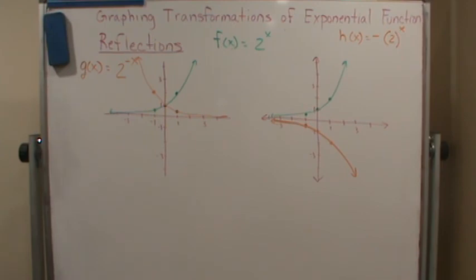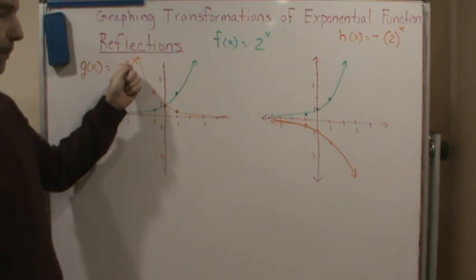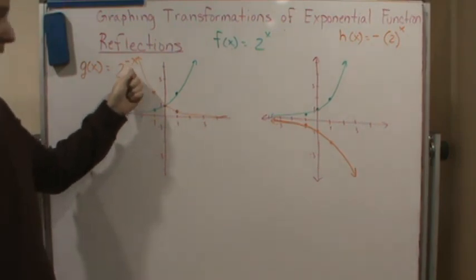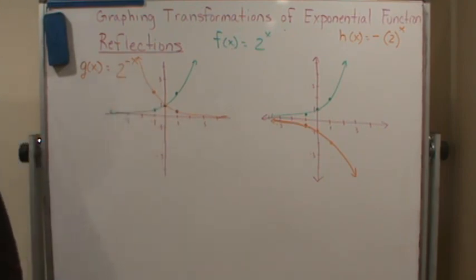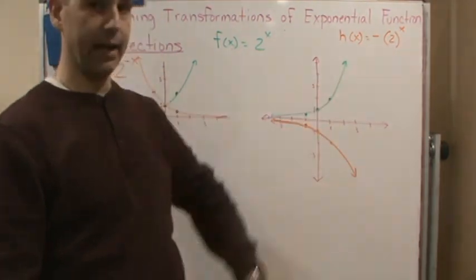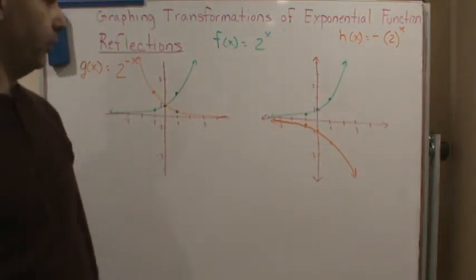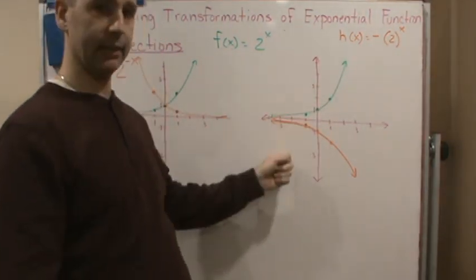And so those are the reflections. If you multiply x by negative 1, you're going to have a reflection across the y-axis. If you multiply the outside of the function by negative 1, you're going to have a reflection across the x-axis.